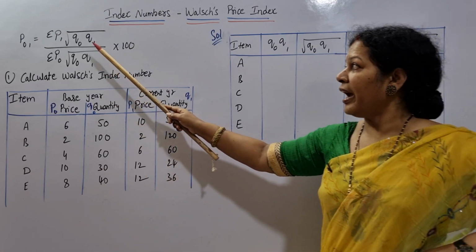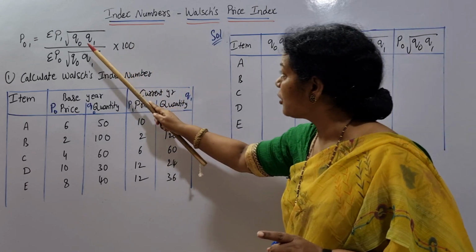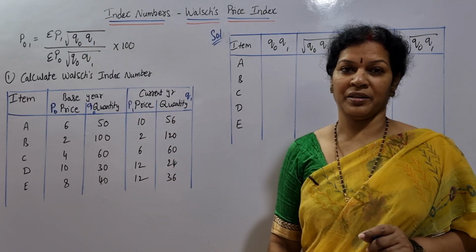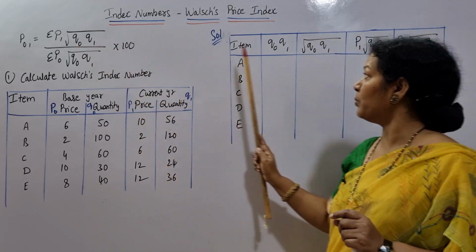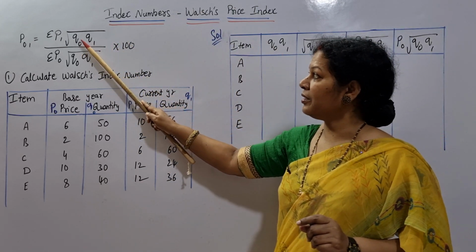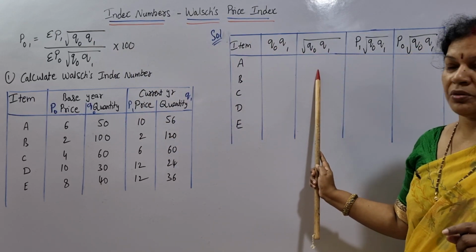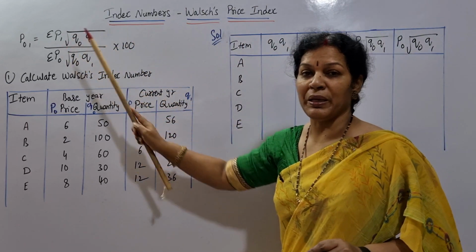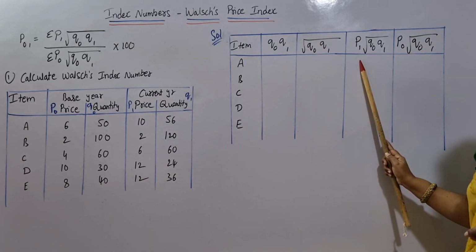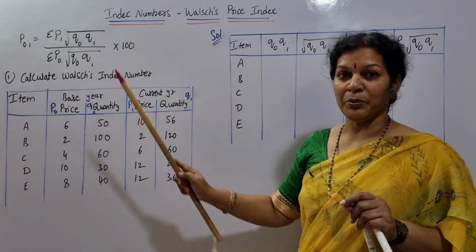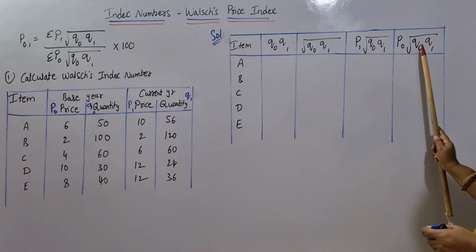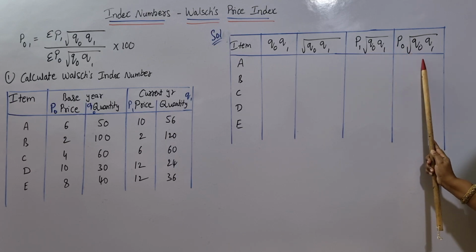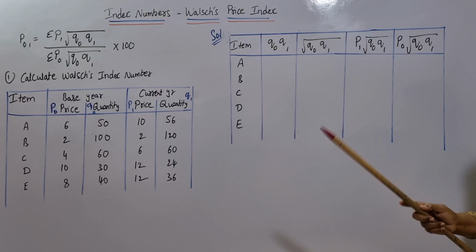We know the formula is this. As per the formula, what do we need? First we'll calculate Q0 Q1. If you calculate Q0 Q1, take out the root of this Q0 Q1. First step is we are calculating Q0 Q1. Then after that, the same Q0 Q1, we will take out the root. Second step, root. If you remove it, we are getting this. Then after that, the same thing, multiplying with P1. Now, as per the formula, the same thing we have to multiply with P0 also, right? So the fourth column is P0, same one. This is multiplying one time with P1, second time with P0. If you provide these four columns, the problem is simple.